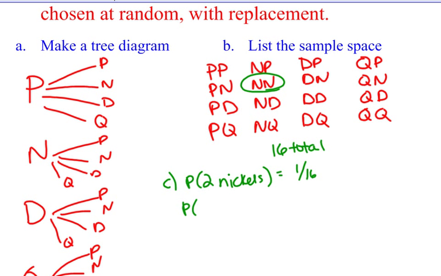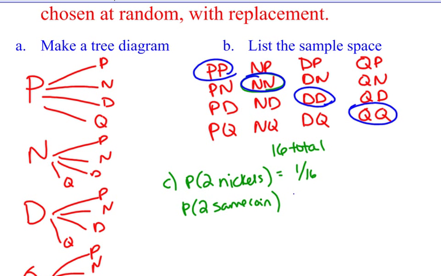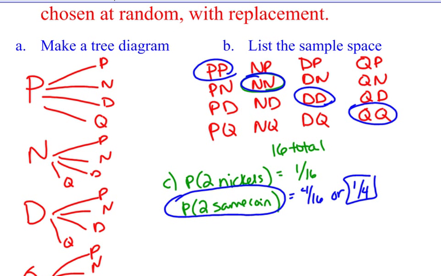Next, we have the probability of 2 of the same coin. I'm abbreviating here. So 2 of the same coin means I'd have a penny and a penny, a nickel and a nickel, a dime and a dime, and a quarter and a quarter. So you'll see that that's 4 out of 16, and if I reduce that, I'd get an answer of 1/4. It is important that you include this part in your answer too, because you're telling people what you're looking for.